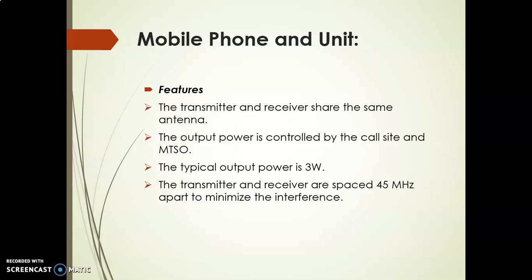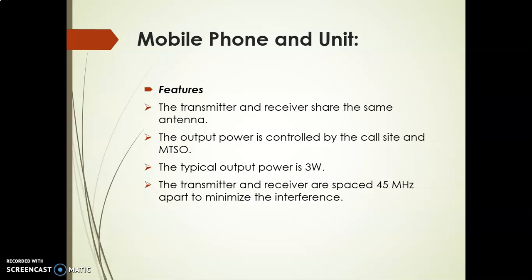Now we will see the features of a mobile phone unit. These are very important features. The first feature is that the transmitter and the receiver share the same antenna. Obviously, when you consider a mobile phone, it has a transmitter as well as a receiver as main parts, and they share the same antenna in the mobile phone unit.